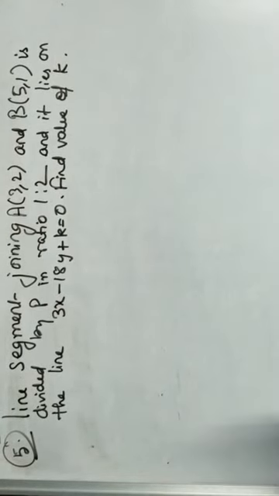Okay, so let's move on to question number 5. The question says a line segment joining 2 points (3, 2) and (5, 1) is divided by a point P in the ratio 1:2, and it lies on the line 3x minus 18y plus k equals 0. You have to find the value of k.